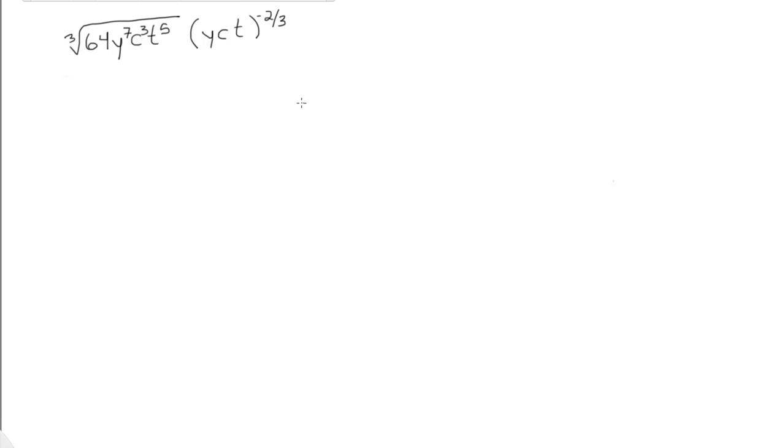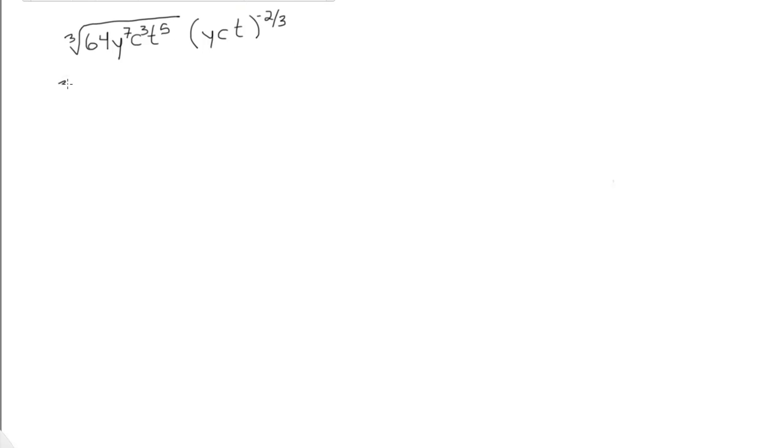In this problem, I have the cube root of 64 y to the 7th c cubed t to the 5th times the expression yct all to the negative 2/3 power. Now, I'm going to start with the second expression. Right now it has a rational exponent, so I'm going to convert it to a radical.